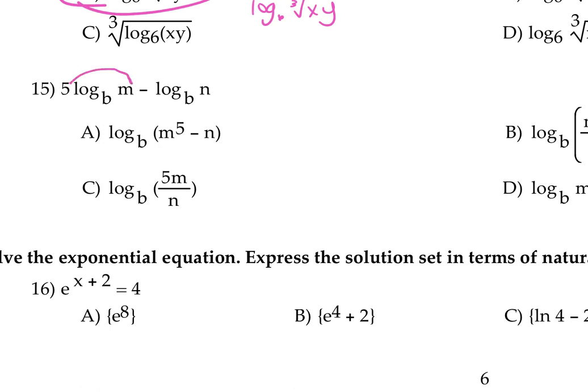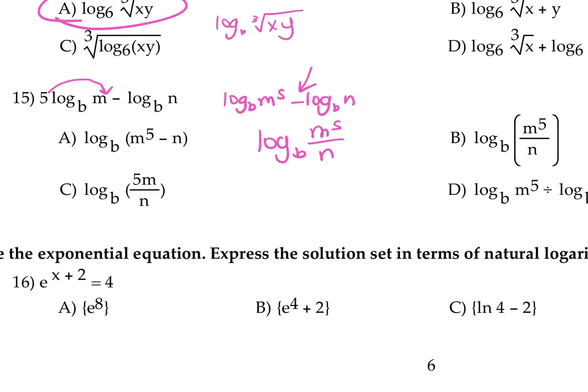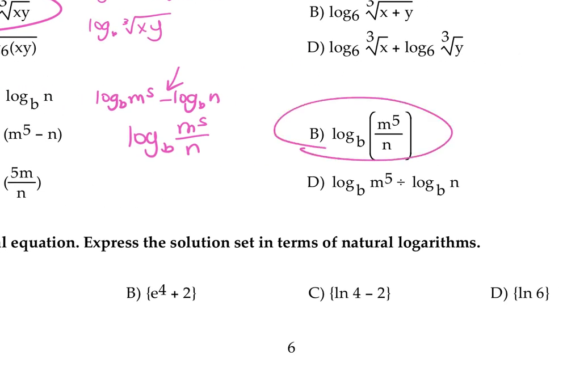15, this is going to get the 5, so I get log base b of m to the 5th minus log base b of n. The minus becomes division, so log base b of m to the 5th over n, which is b.